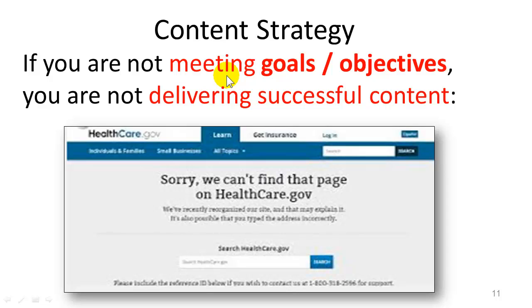Here is a screenshot taken from a while back from healthcare.gov. Sorry, we can't find that page. Obviously, this was a problem. There was a product that people were trying to sign up for, and they were not able to.